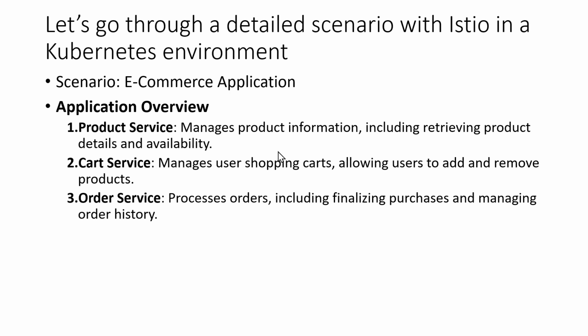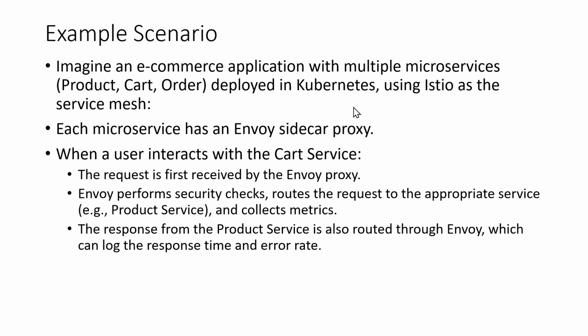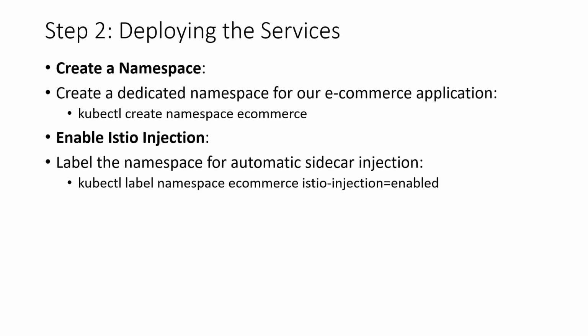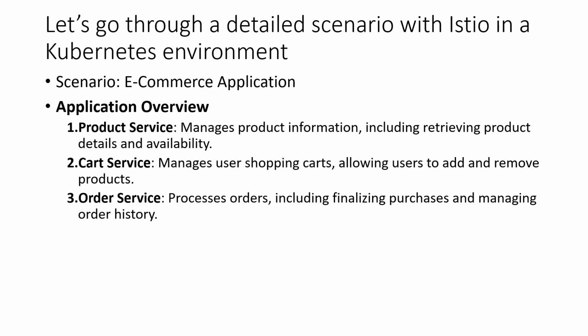Okay, so that is about the Envoy sidecar proxy and how it is going to work. Now we're going to understand a complete scenario of how Istio is implemented in a Kubernetes environment. Okay, so the application overview: obviously, we will have three different microservices. One is the product service, one is the cart service, and one is the order service.